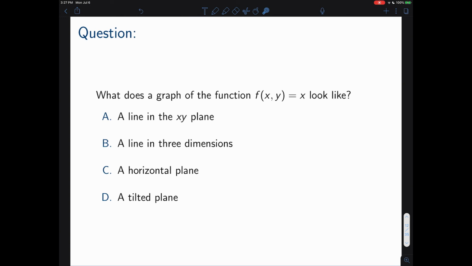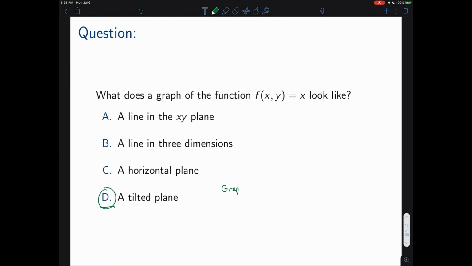What does a graph look like for the function f of xy equals x? Is it a line in the xy plane? Is it a line in 3 dimensions? Is it a horizontal plane, or is it a tilted plane? The answer is D. It's a tilted plane.